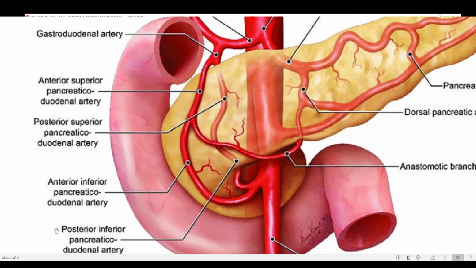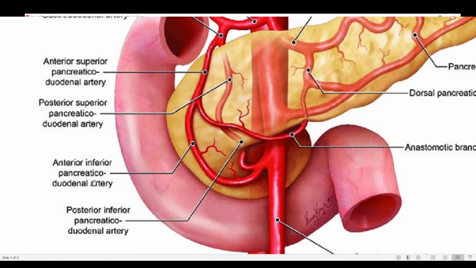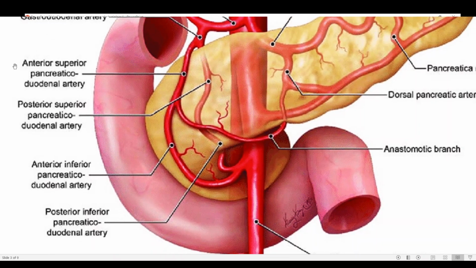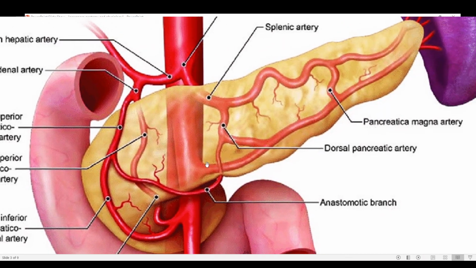Apart from that, the inferior pancreatico-duodenal artery is a branch of the superior mesenteric artery, and it is divided into anterior and posterior branches. Both superior and inferior pancreatico-duodenal arteries supply the entire head of the pancreas. Other than that, the pancreatica magna artery, a branch of the splenic artery, supplies the entire length of the pancreas: body, head and tail.